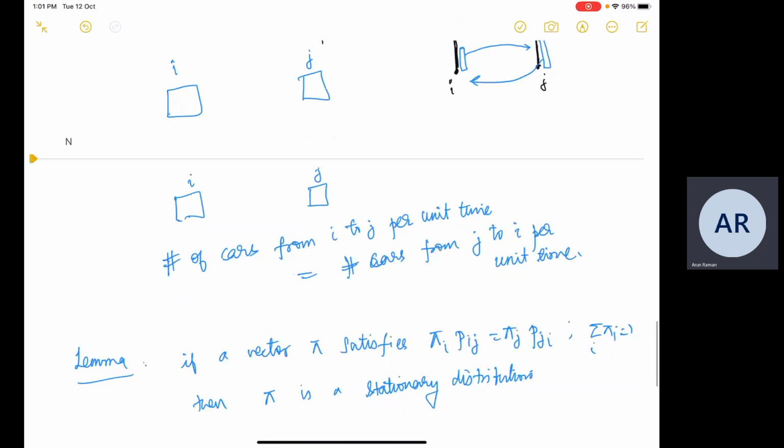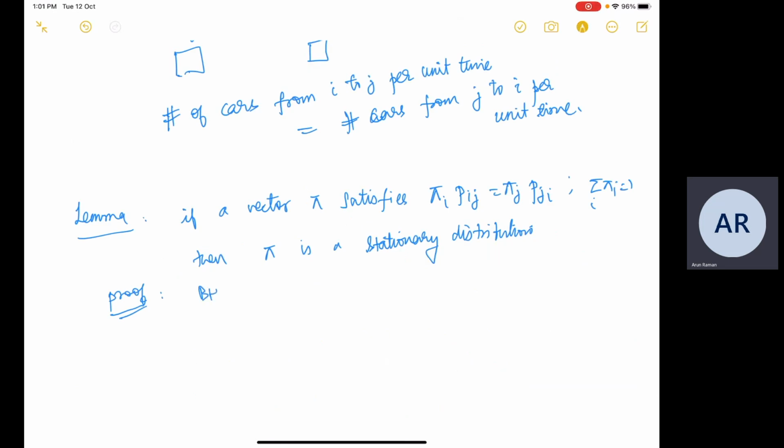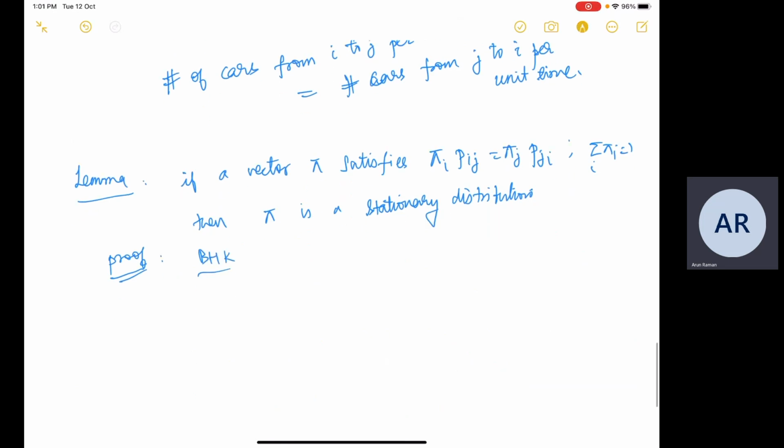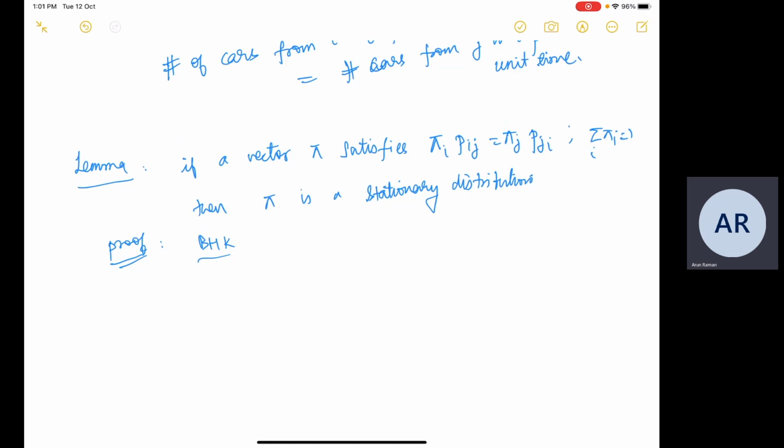Proofs are given in the textbook by Blum, Hopcroft and Kannan as well. It is just a two-line proof. You can try working it out. We basically have to prove pi p is equal to pi.